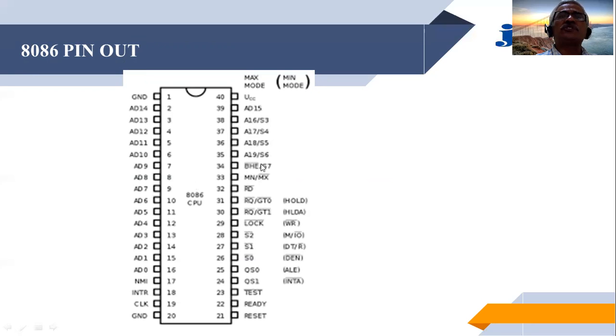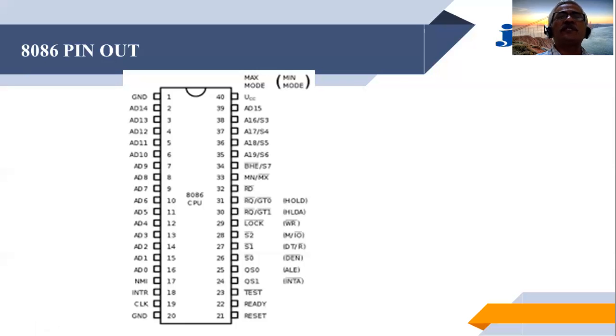We will be much concerned with the line BHE bar, bus high enable, when we discuss the even and the odd address, the even and the odd memory banks of the 8086. So as of now, let's move to the next slide and see how the memory is addressed by the 8086.